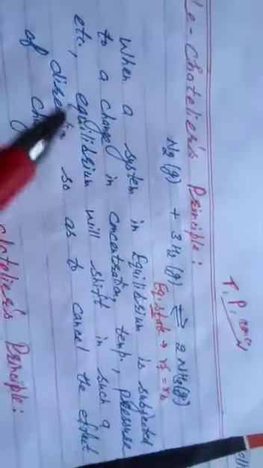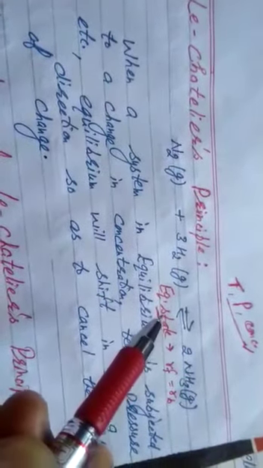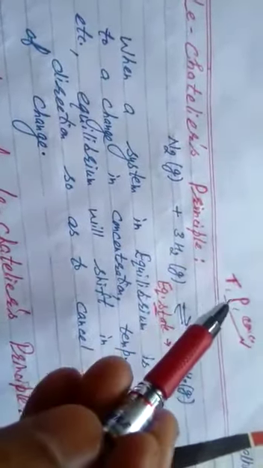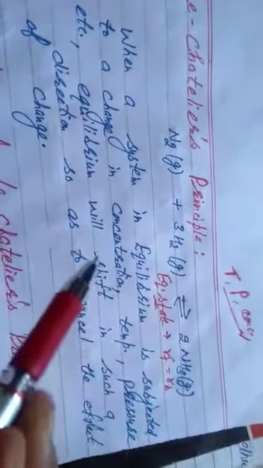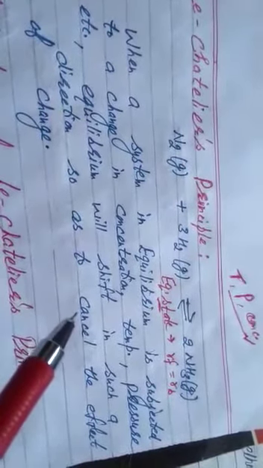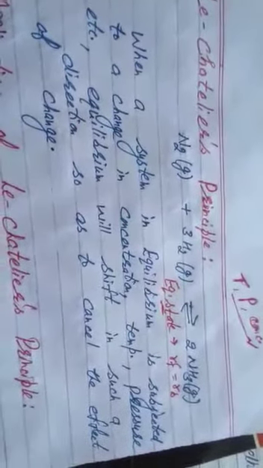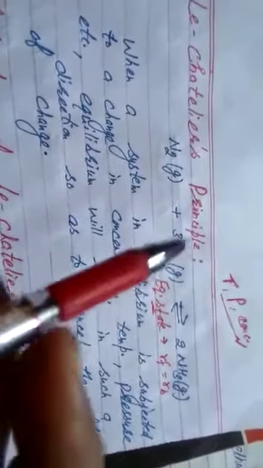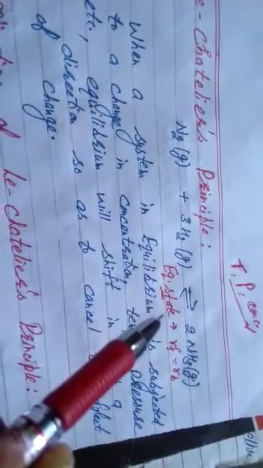Now, what's Le Chatelier's principle? When a system in equilibrium state is subjected to a change in temperature, pressure, concentration, etc., equilibrium will shift in such a direction so as to cancel, that is, to undo the effect of change. To undo the effect of change, it is Le Chatelier's principle. And remember, it is applicable to a system in reversible reaction at equilibrium state.